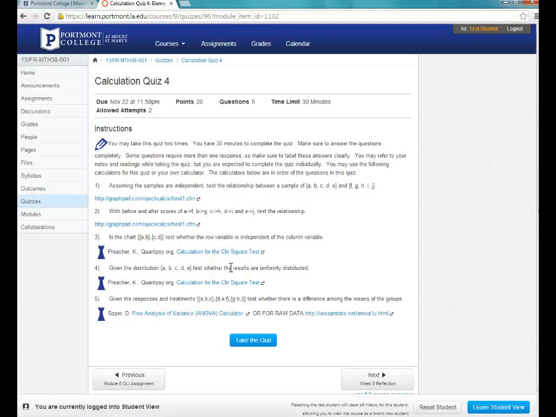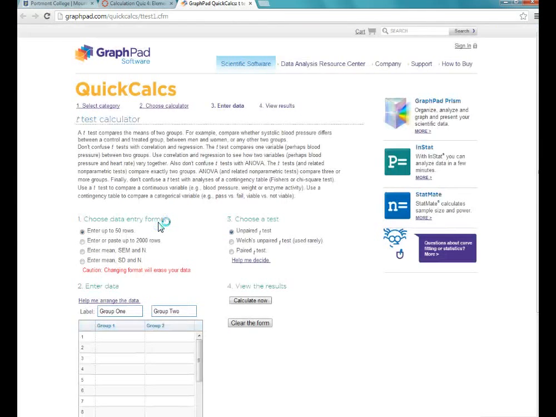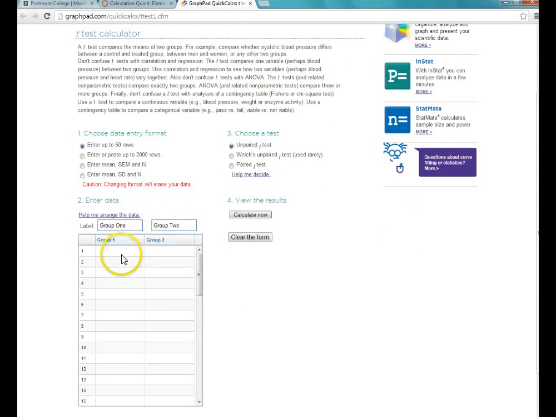Okay, let's go with problem number 2. It says, with before and after scores of A going to F, B going to G, C going to H, etc., test the relationship. Okay, let's go into the calculator. It's the same calculator as before, but now it's like improvement of scores.